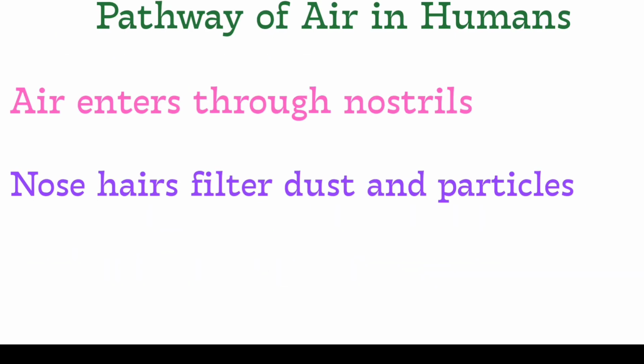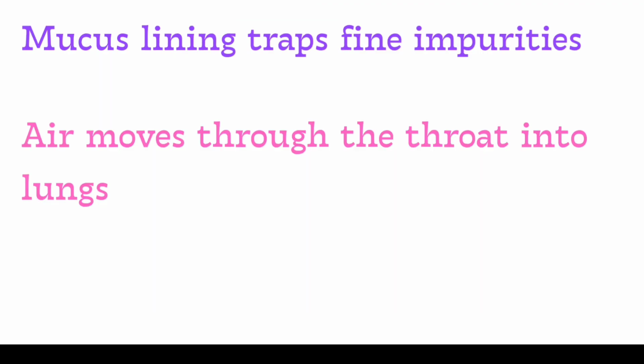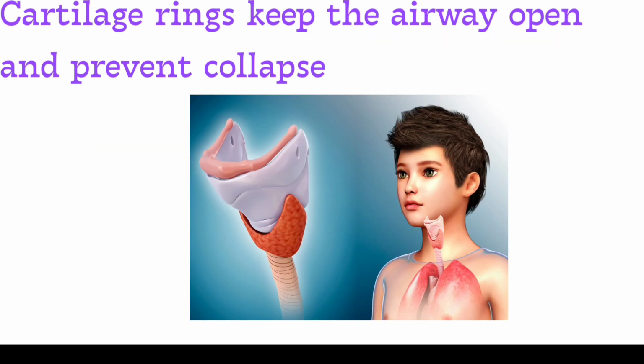When we breathe in, air first enters through our nostrils. The nostrils are the very first checkpoint in our respiratory system, and tiny nose hairs act like a natural filter, trapping dust and unwanted particles. A thin coating of mucus adds an extra layer of protection, catching even the smallest intruders. And from here, the cleaned air travels through the throat and into the lungs. Along this path, rings of cartilage keep the airway firm and open, making sure every breath reaches its destination without obstruction.